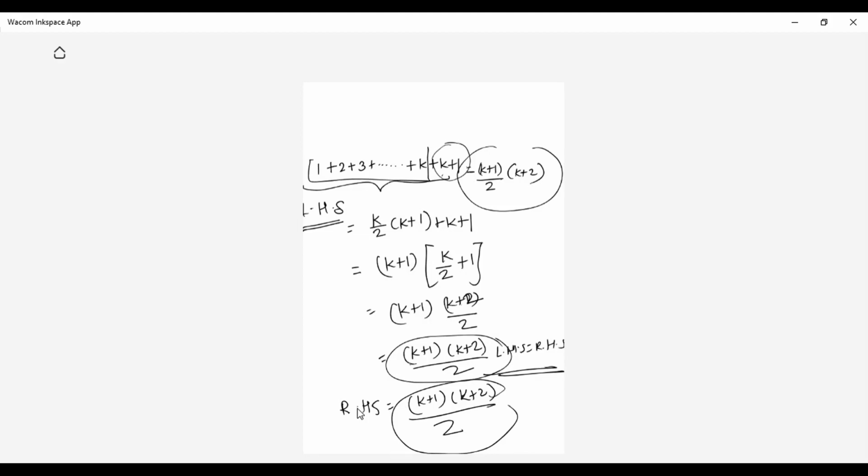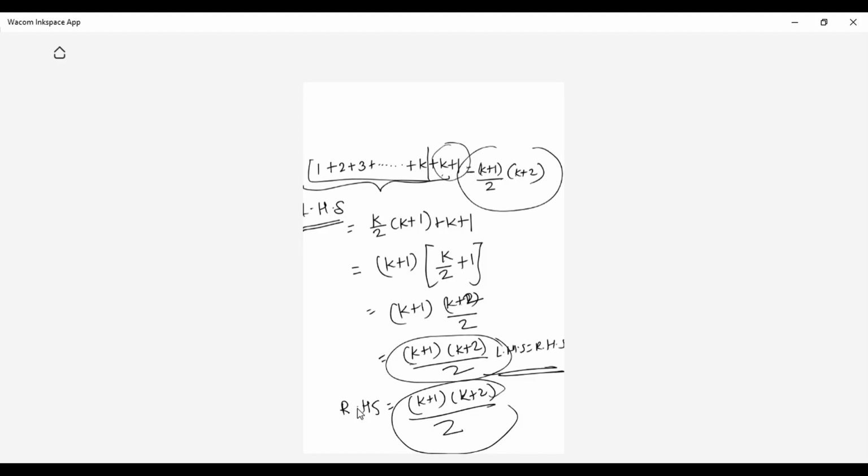So what is mathematical induction? What is the concept of mathematical induction? What do you mean by base? What do you mean by kth value? What do you mean by k plus 1th value? And what are we going to prove? Once you understand this, then these problems are very much easier to solve.